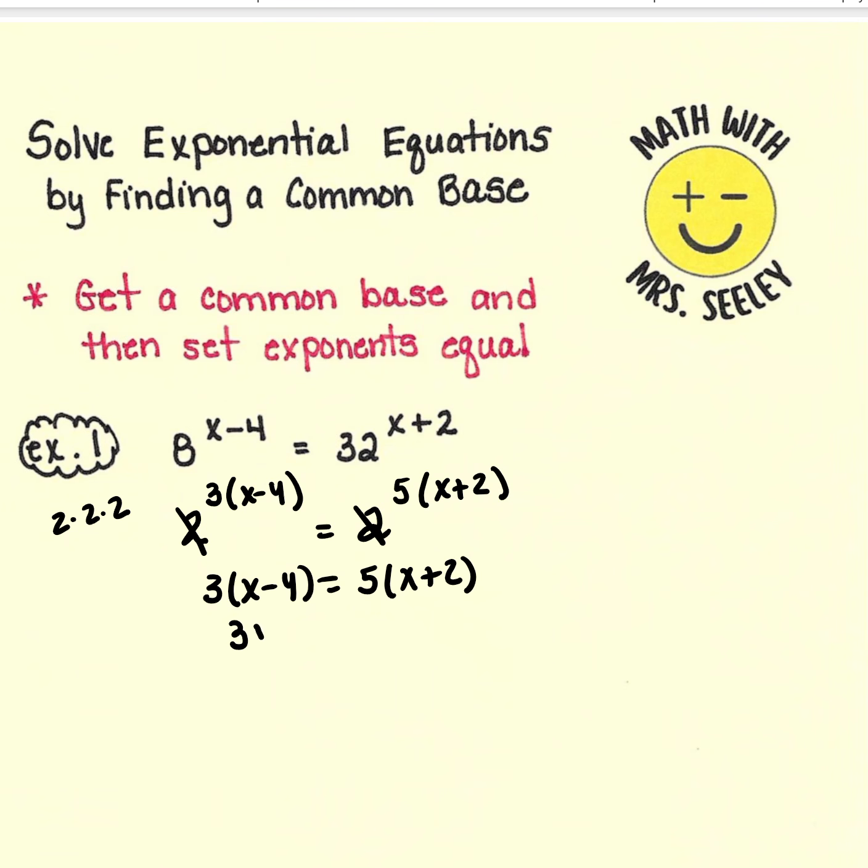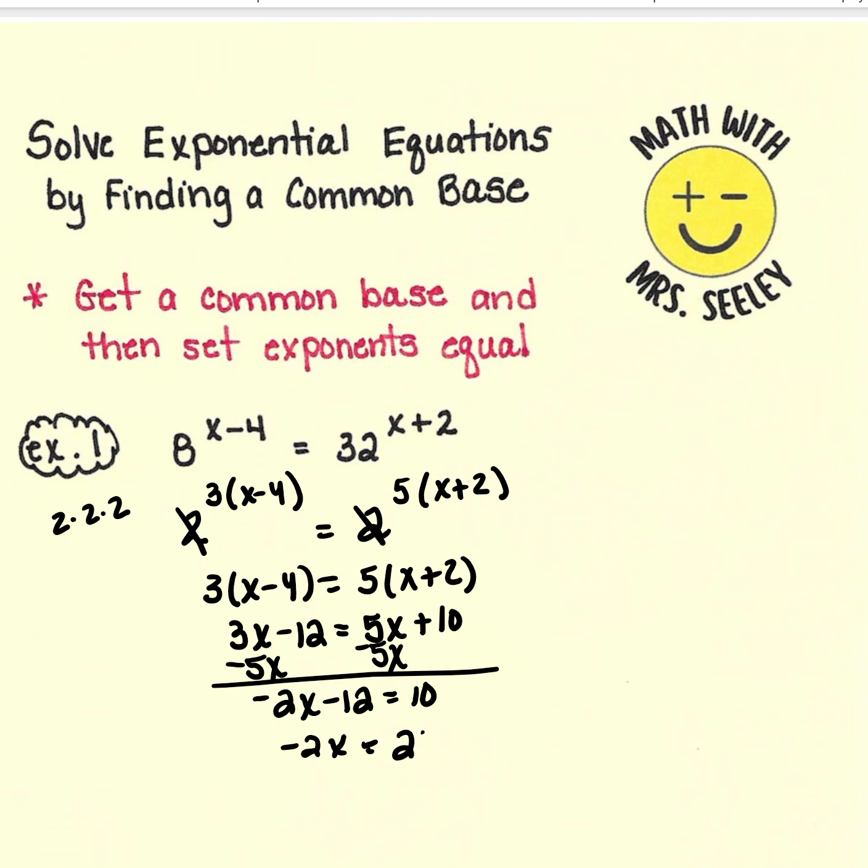So I'll distribute and get 3x minus 12 is equal to 5x plus 10. I'm going to subtract my 5x over, and that's going to give me negative 2x minus 12 is equal to 10. Add your 12 over, and you have negative 2x equals 22. Divide by your negative 2, and x is equal to negative 11.